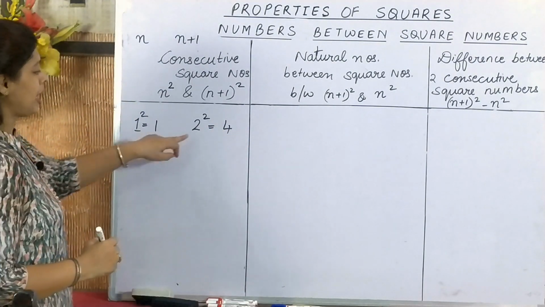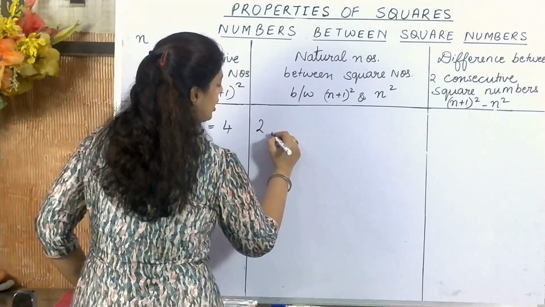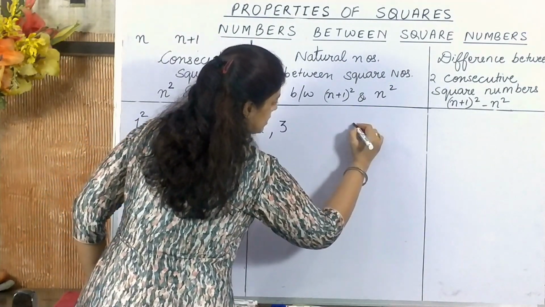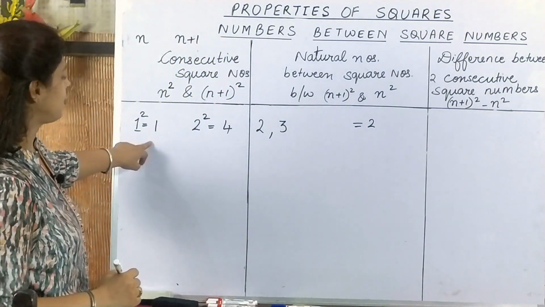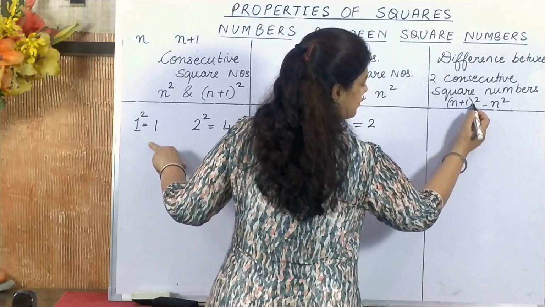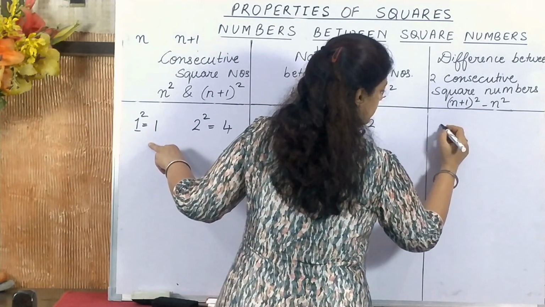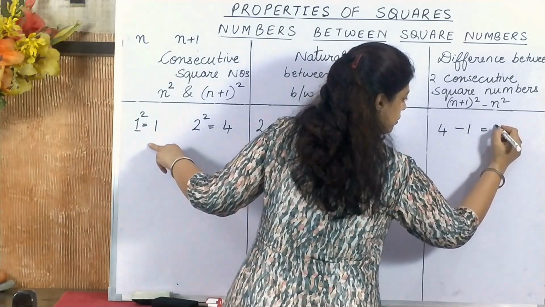So how many numbers lie between these two perfect squares 1 and 4? We know that between 1 and 4 lies 2 and 3. That is 2 numbers. And what is the difference between 1 and 4? 4 is n plus 1 the whole square, that is 2 square. So between 1 and 4, 4 minus 1 is equal to 3.